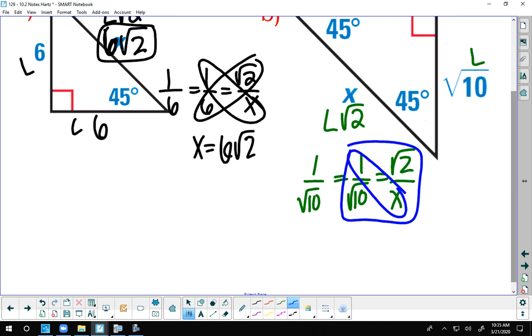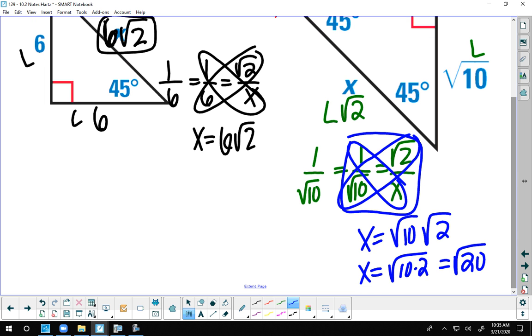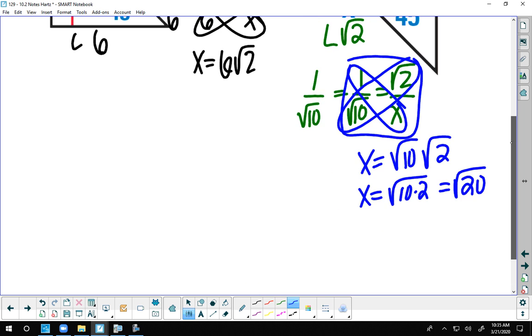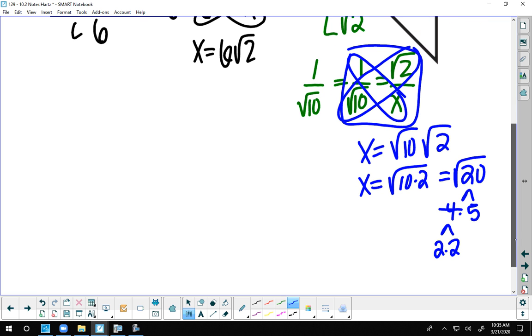X times 1 is x. Square root of 10 times the square root of 2. Well, we learned in section 10.1 that we can multiply those under the same radical, which gives us the square root of 20. And now we need to simplify that. So 20 can be broken down to 4 times 5. 4 can be broken down to 2 times 2. I'm just going to cross that out because we broke it down further.